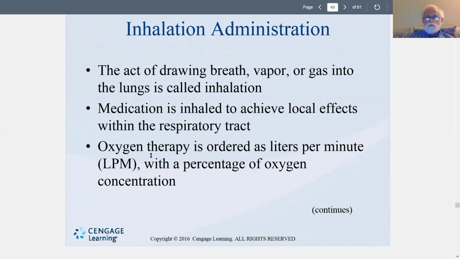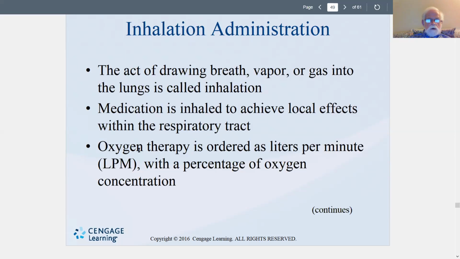Inhalation is another route. Inhalation is the act of breathing the drug as a vapor or a powder, dry powder, into the lung, and they can provide local effects in the respiratory tract, or they can be used to deliver drugs to the entire body.